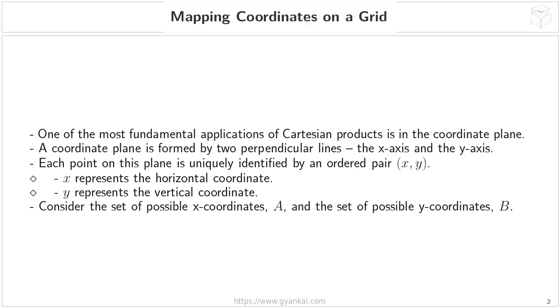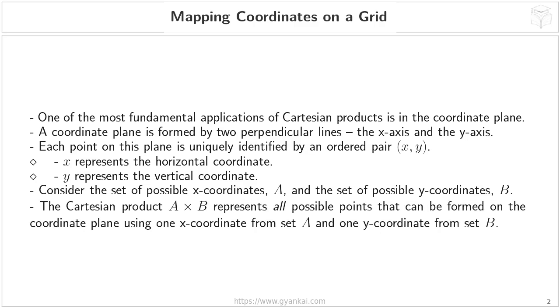Now let's connect this back to Cartesian products. Imagine we have a set, let's call it A, that contains all the possible x-coordinates we're interested in, and we have another set, B, containing all the possible y-coordinates. The Cartesian product of A and B, written as A × B, gives us all the possible combinations of an x-coordinate from set A and a y-coordinate from set B, and each of those combinations, each of those ordered pairs, represents a point on our coordinate plane.